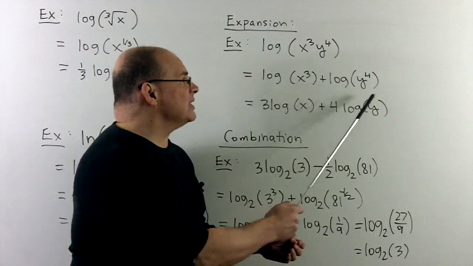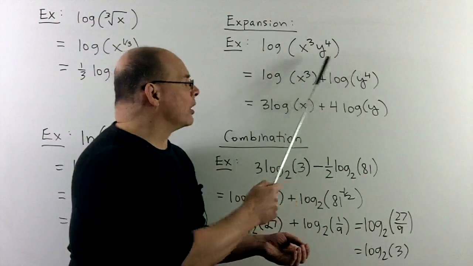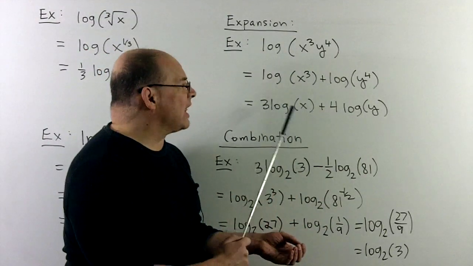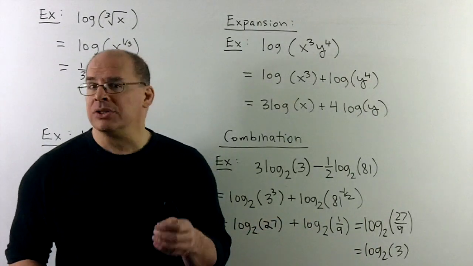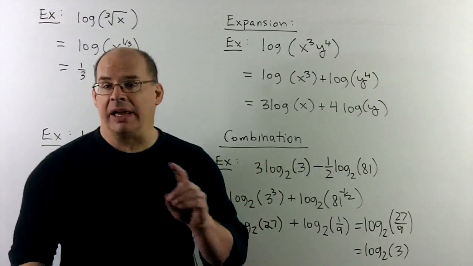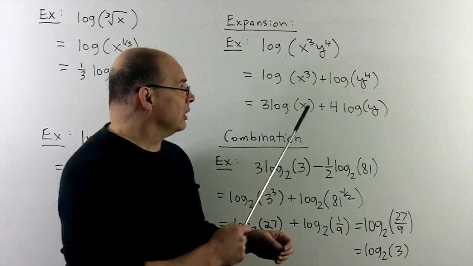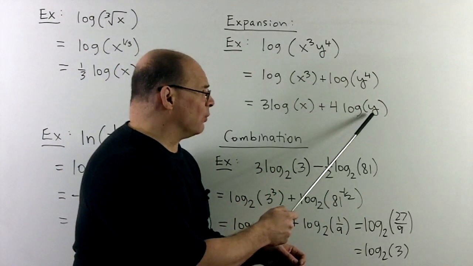Now, for the terms on the inside, I can apply the power rule. The 3 can come out in front, the 4 can come out in front, so we get 3 log x plus 4 log y. So that reduces this complicated expression to something that I can compute a little bit easier. Okay, we're not taking powers of things if I know how to get log of x and log of y.